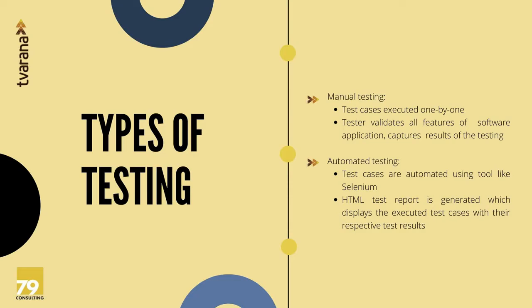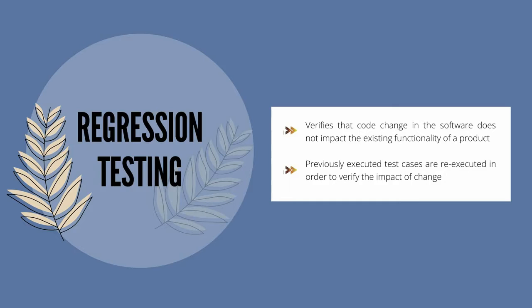If we talk about regression testing, it is a type of testing that is done to verify that a code change in the software does not impact the existing functionality of the product. This ensures that the product works as it should with its new functionality, bug fixes, or any changes to its existing features. In regression testing, previously executed test cases are re-executed in order to verify the impact of change.